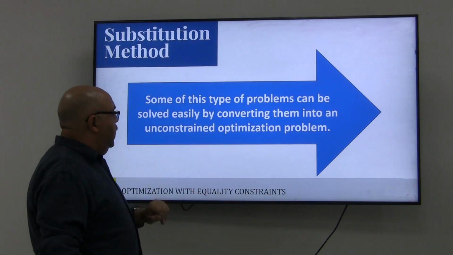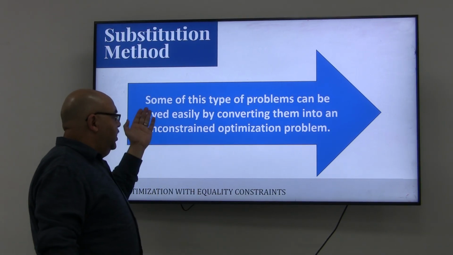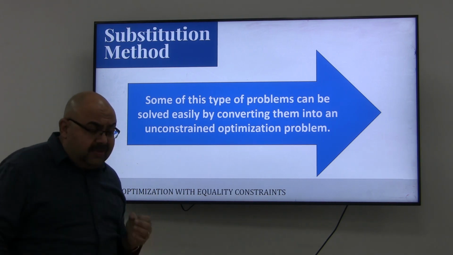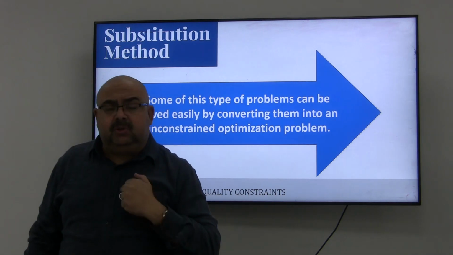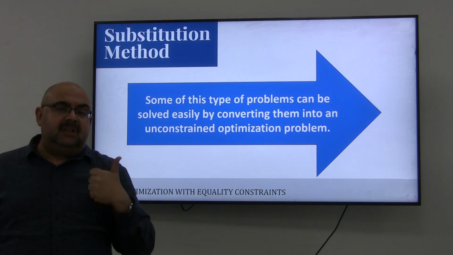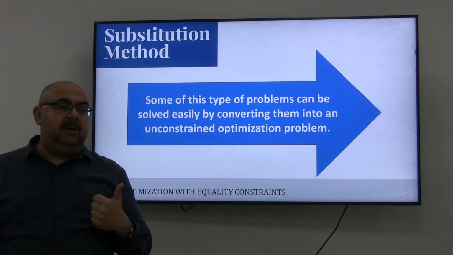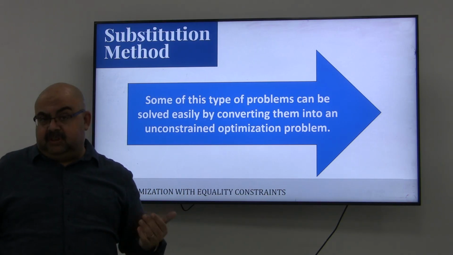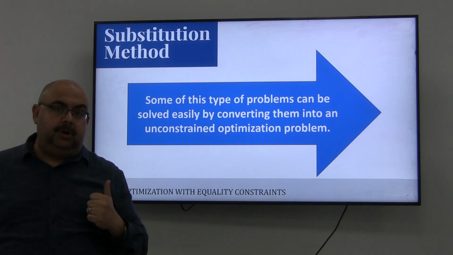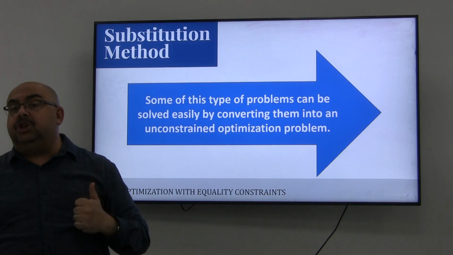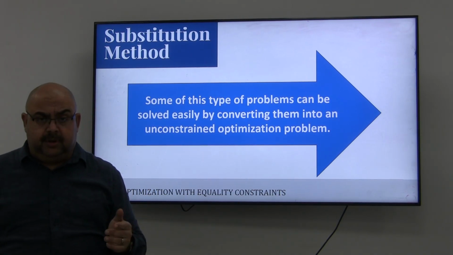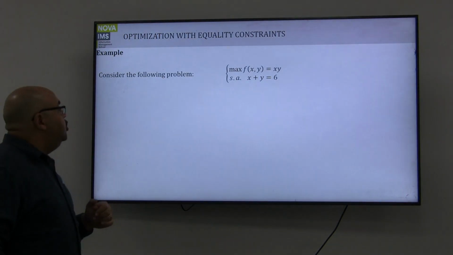Some of these types of problems can be solved easily by converting them into unconstrained optimization, and that's the first method that we will use. We will use how to change the setup of your problem to be unconstrained if it is applicable, or just use a graphical solution, or use the Lagrangian method. They are all very close to each other. So let's try each one of them.